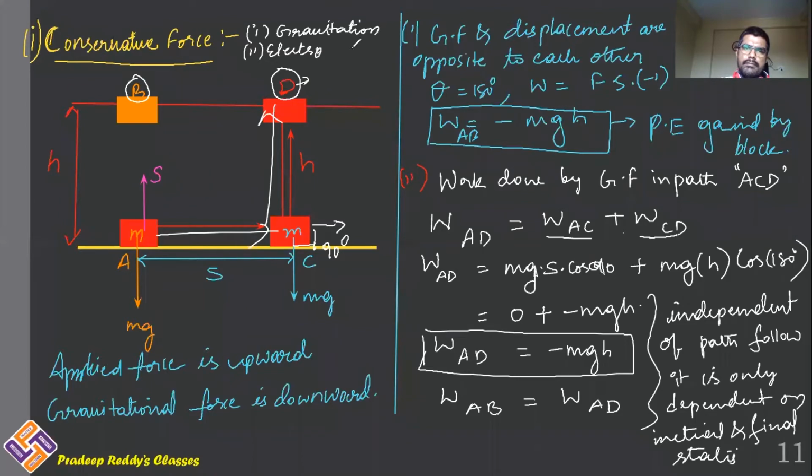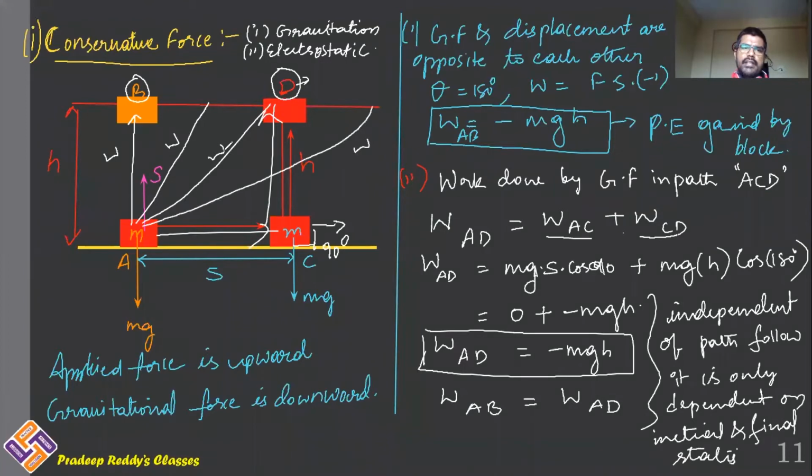Electrostatic force is also a conservative force. These two are fundamental forces which are conservative in nature. Work done only depends upon initial and final states. It does not depend upon the path followed. So even though the body can be lifted from A to B, here work done, the body can be lifted in this direction, here work done, the body can be moved in this direction, here work done. In all these cases, work done is equal.